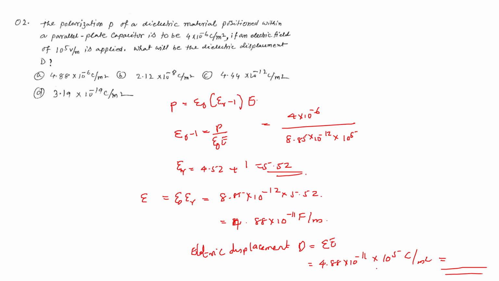So here the answer will be 4.88 × 10^-6. So option A will be the correct answer. Now let us go to the third one.